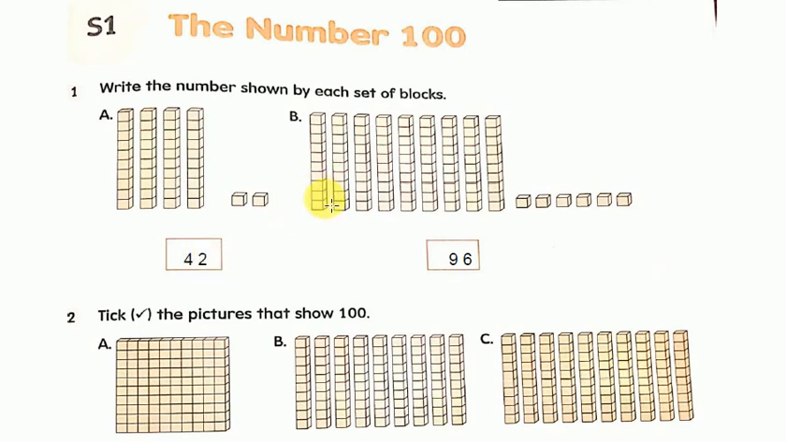Same like that, do the second one. How many 10 blocks are there? Count the 10 blocks first, then ones cubes after that. So first count 10 blocks. 1, 2, 3, 4, 5, 6, 7, 8, 9. 9 tens blocks are there. So write number 9. And 1, 2, 3, 4, 5, 6. 6 ones cubes. Write 6. And the number is 96.